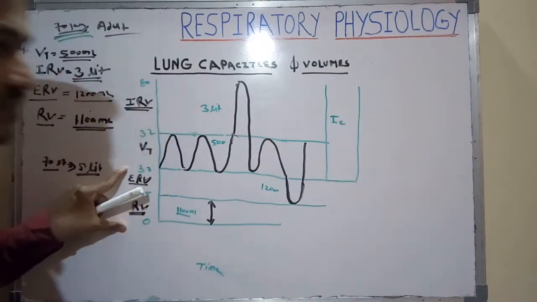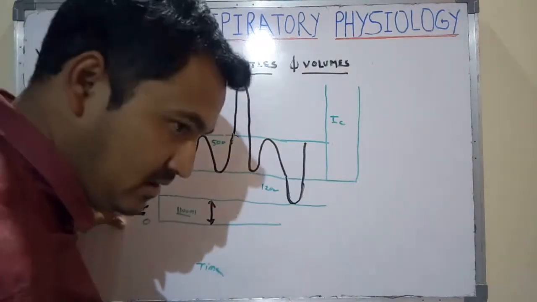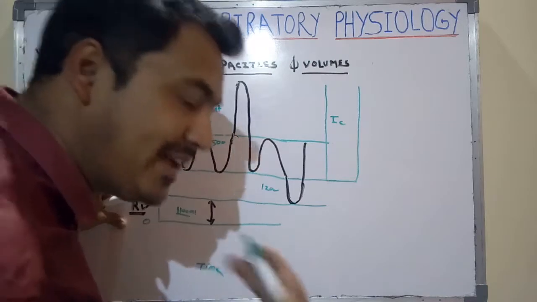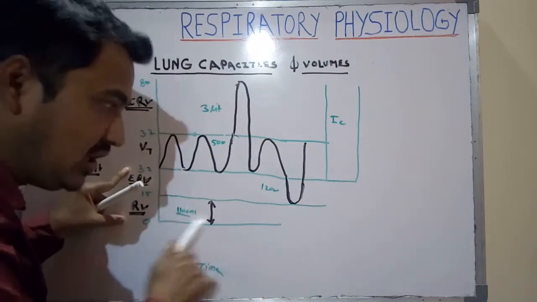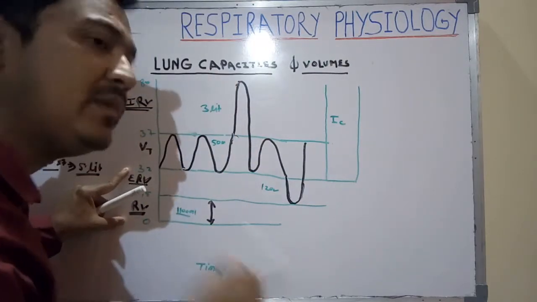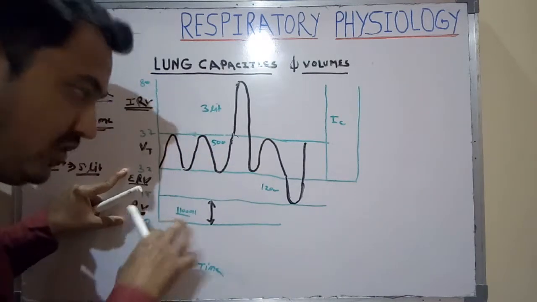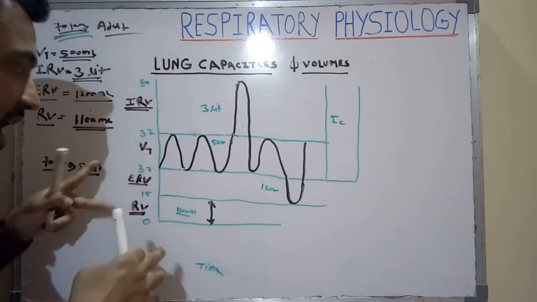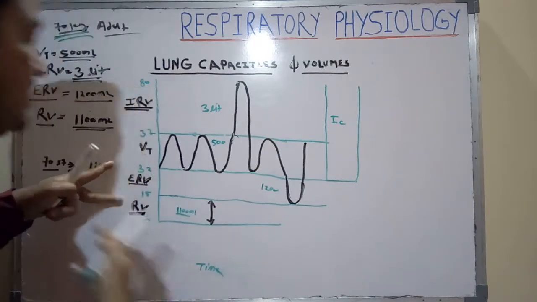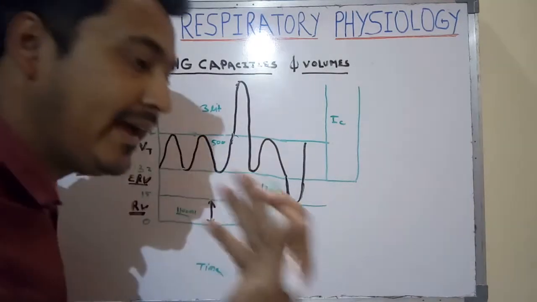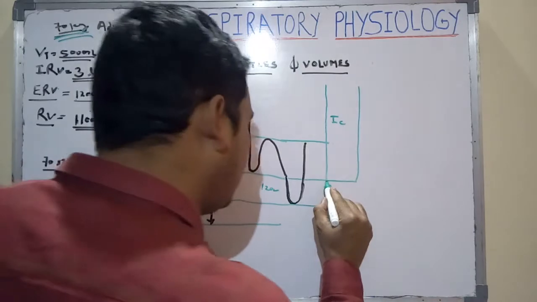These are the volume which can be expired, which can be expelled, but this volume is not taking part in the normal expiration, but this volume is there. Okay, this volume is there. So theoretically speaking, this volume can be expelled.